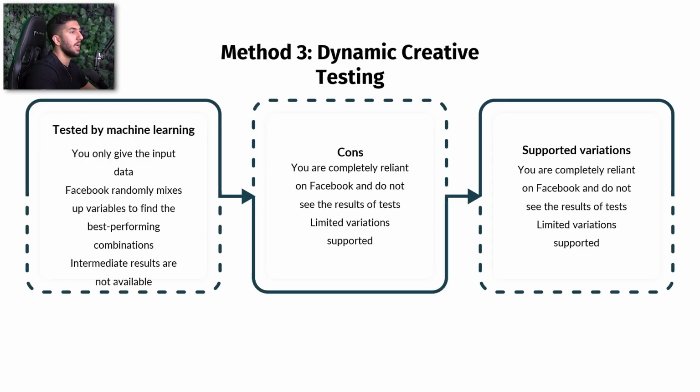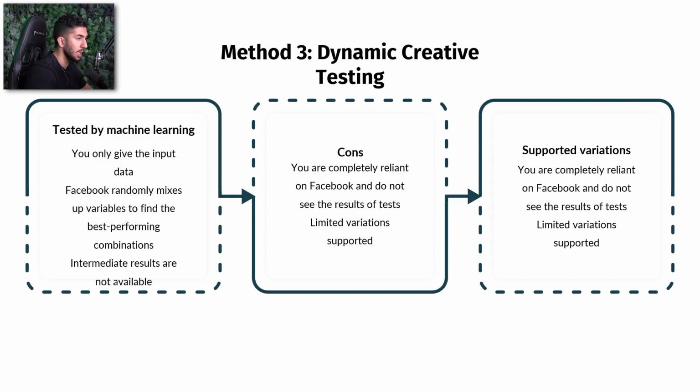creative. Okay, guys, the last method will be method 3, which is dynamic creative testing. And this method I don't use that often, but I have done it, so I thought I would share it with you. Maybe it works for you, for your product and for your ad account. And yeah, so let's get into it. So it's tested by machine learning, you only give the input data. Facebook randomly mixes up variables to find the best performing combinations until the results are not available.